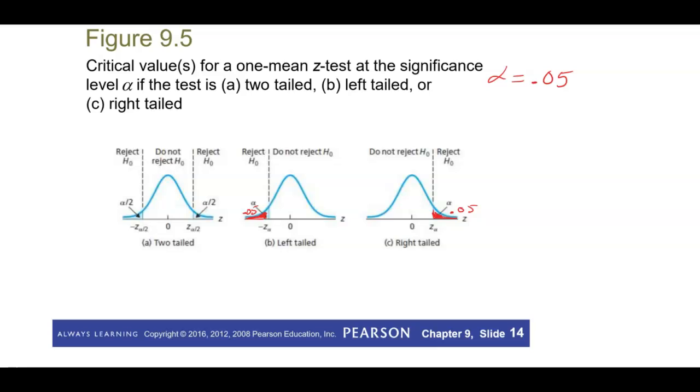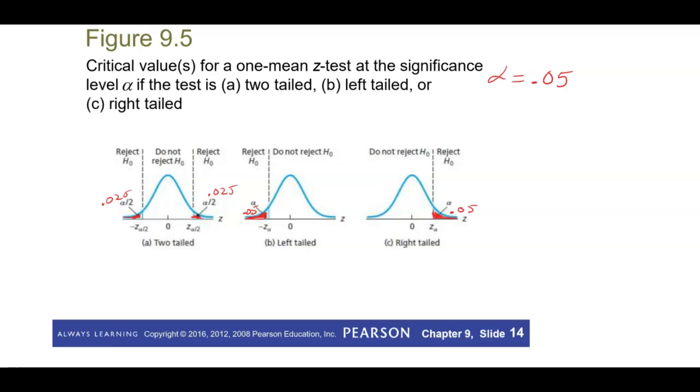But for a two-tailed test, that 0.05 must be separated into the 2 tails. That's why it's listed as alpha over 2. And then we have on each side 0.025, so that together they make up 0.05. The rejection region area to do a critical value test becomes the same as your significance level.